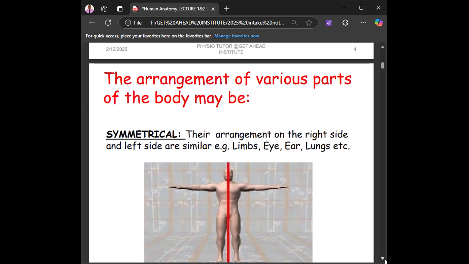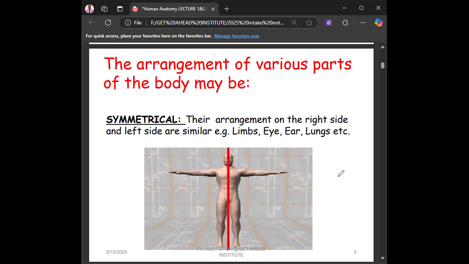Now let's talk about the arrangement of various parts of the body. Various parts of the body may be arranged in two main types. The arrangement can be in two main ways. Number one, the body part or the body may be arranged in what we call symmetrical arrangement.